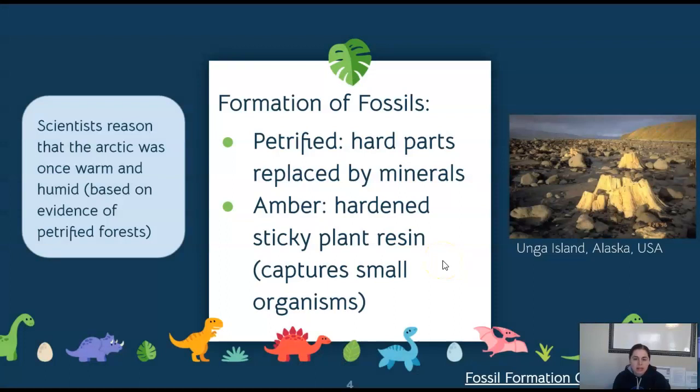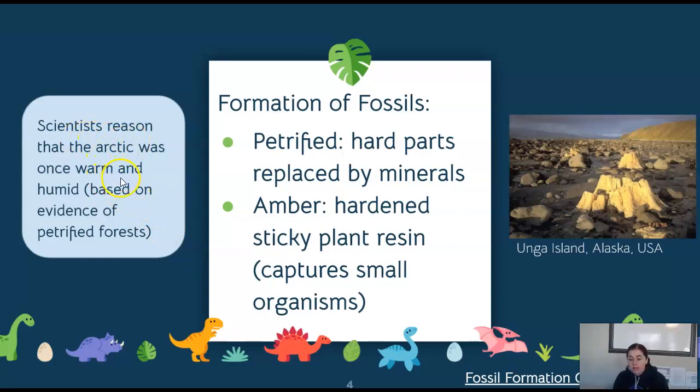All right, the next is petrified, where we have hard parts replaced by minerals. We actually have petrified forests where you have trees that are actually rocks that look like trees because they've been petrified. They have no more organic material. It's all been replaced by minerals, which makes up rocks. Amber is hardened sticky plant resin, which can capture small organisms, and then we can then go get that and see that they're very well preserved and get some information from that.